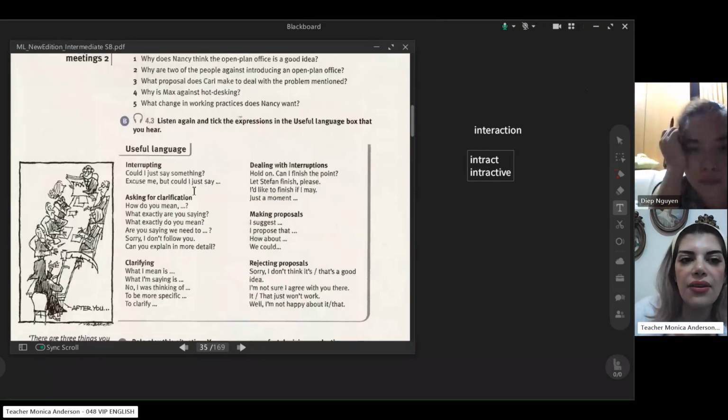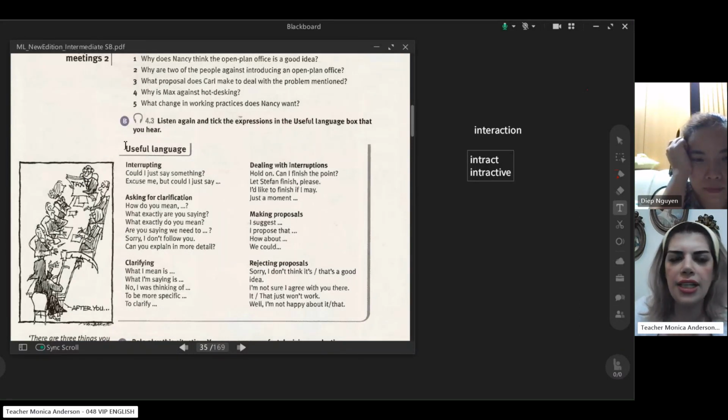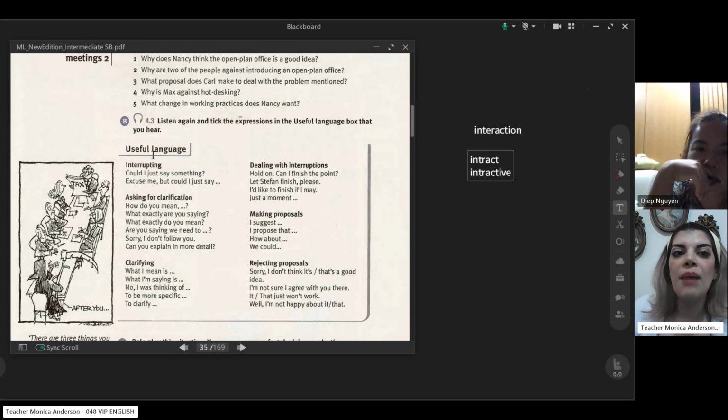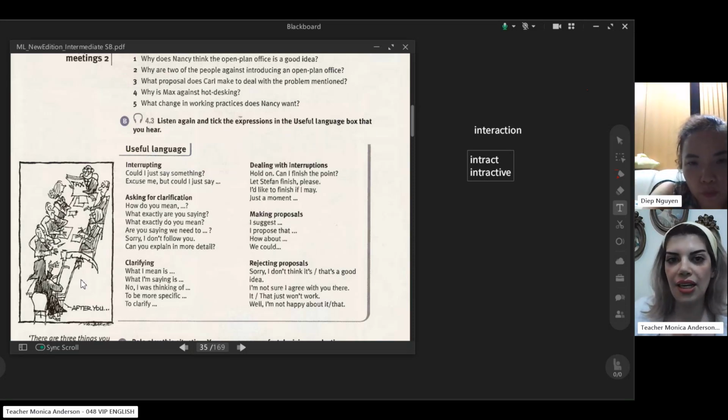Okay, so as you can see, there are some phrases here. For example, for interruption, could I just say something? May I interrupt you, or excuse me, but could I just say. There are formal, informal, polite, impolite ways to interrupt someone's speech, so that you will learn. But now we're going to listen to this audio again, and I want you to pay attention first to the answer of the last question, and then take the expressions that you hear during the listening, okay? Okay. Good.